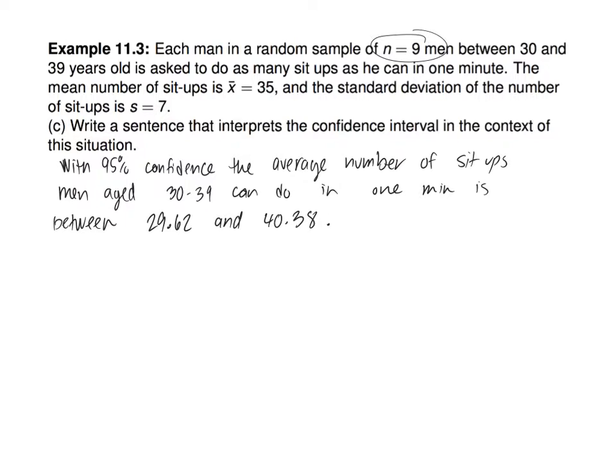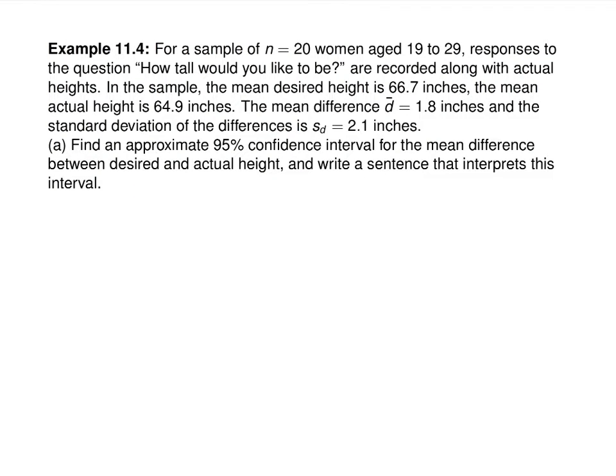Ready for the next one? Okay. For a sample of 20 women aged 19 to 29, responses to the question, how tall would you like to be, are recorded along with their actual heights. I think it isn't a huge surprise that most people want to be taller, unless you're already 6 feet tall, in which case it would be shorter. So the mean desired height was 66.7 inches, and the mean actual height was 64.9. So the mean difference D bar is 1.8 inches, and the standard deviation of difference is 2.1.